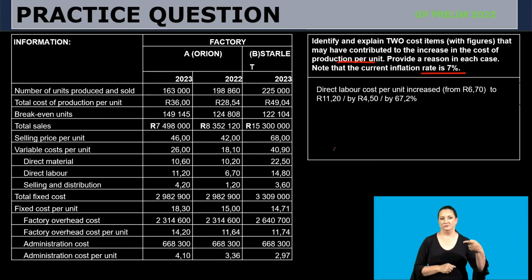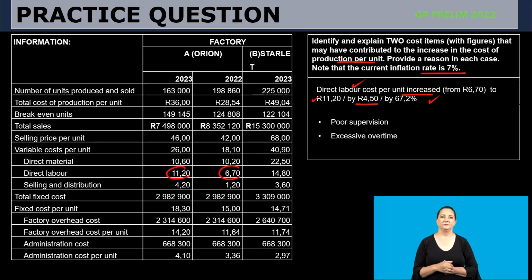Number 1, when you look at your direct labor cost per unit, it has increased from 6 Rand 70 to 11 Rand 20 there. It has increased by 4 Rand 50, that is by 67.2%. That will contribute to the increase in the cost of production per unit. And then provide a reason.